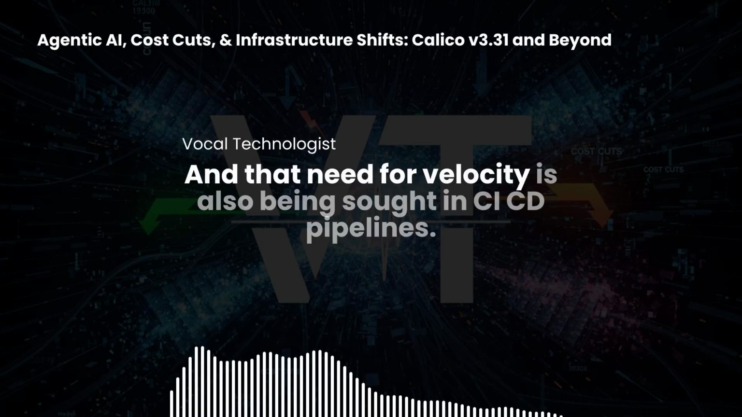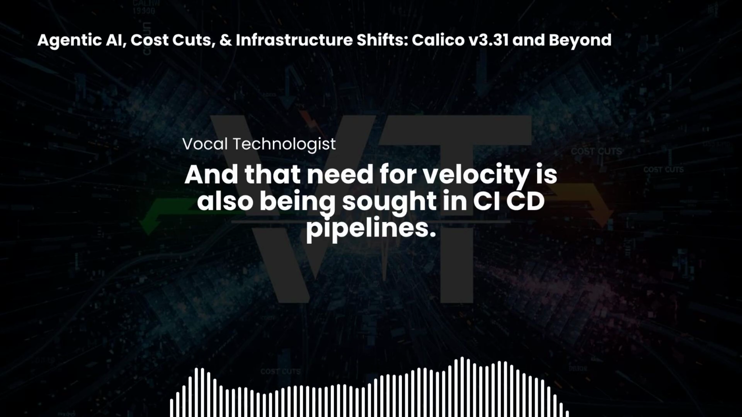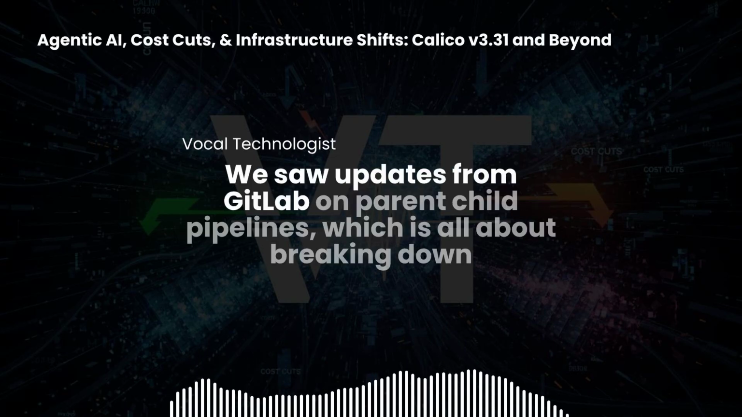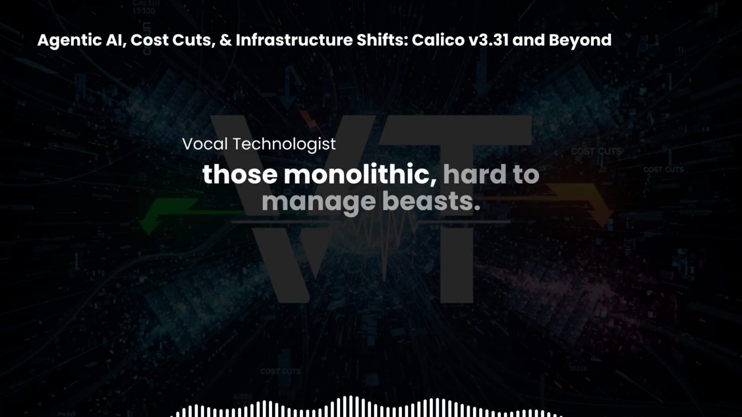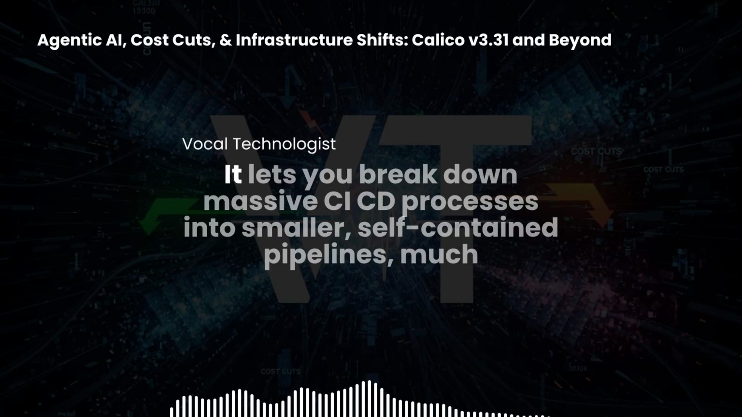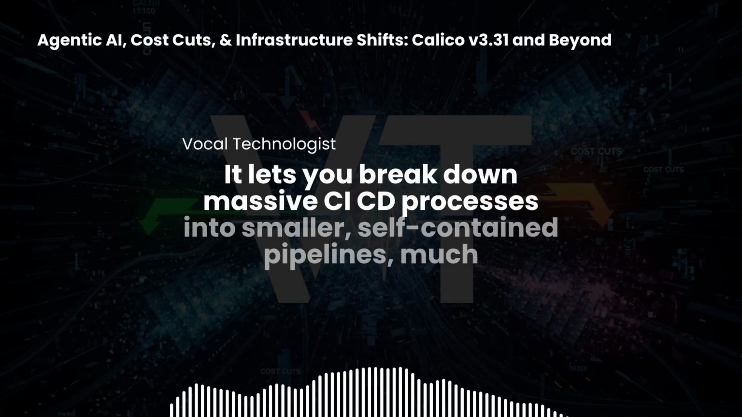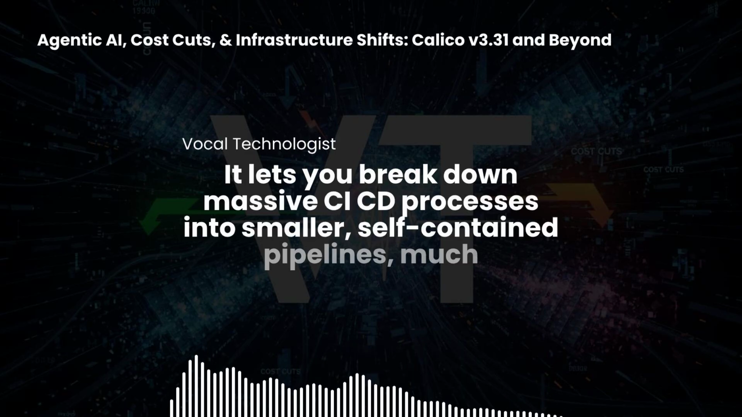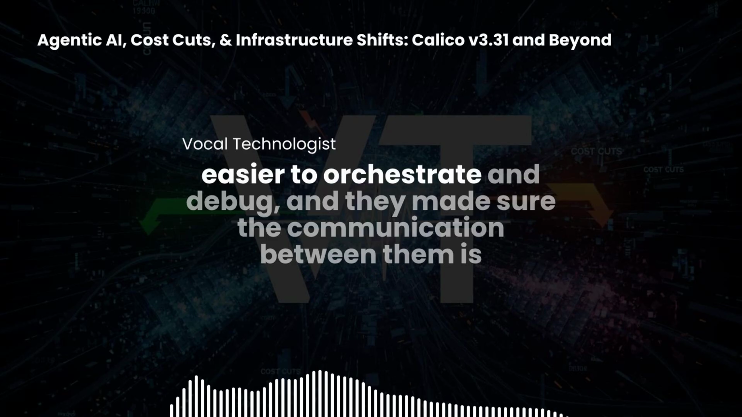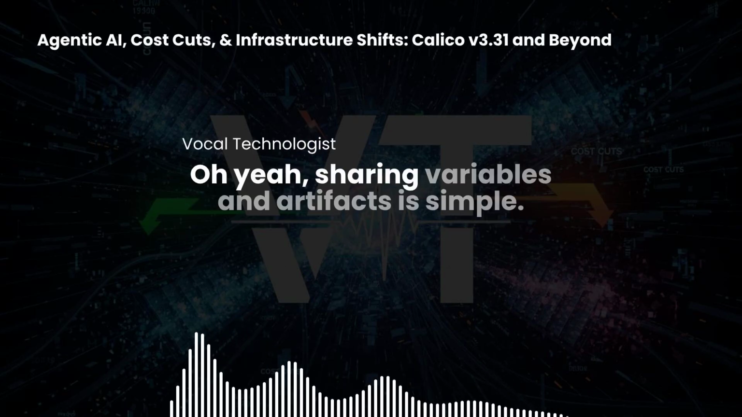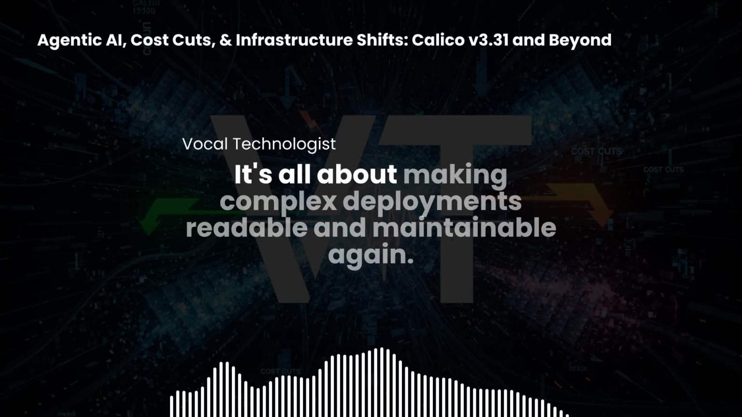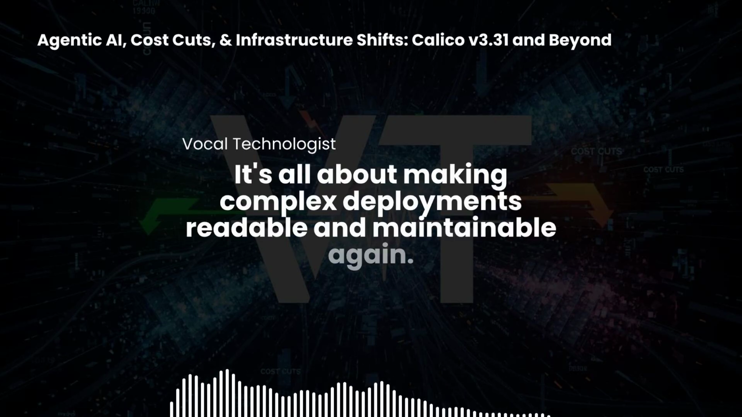And that need for velocity is also being sought in CI/CD pipelines. We saw updates from GitLab on parent-child pipelines. Which is all about breaking down those monolithic, hard-to-manage beasts. Exactly. It lets you break down massive CI/CD processes into smaller, self-contained pipelines, much easier to orchestrate and debug. And they made sure the communication between them is seamless. Oh yeah, sharing variables and artifacts is simple. It's all about making complex deployments readable and maintainable again.